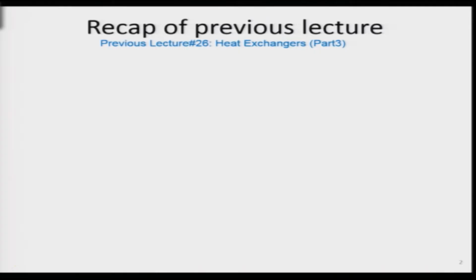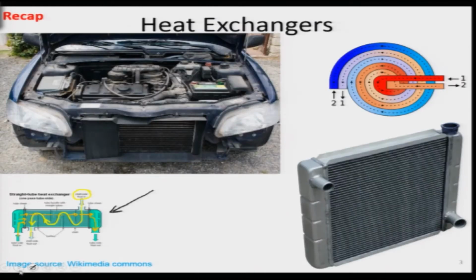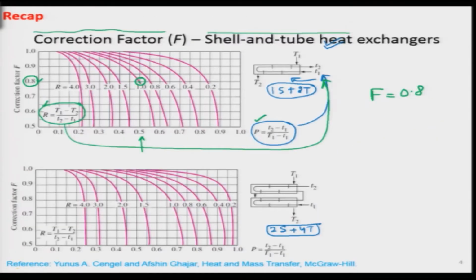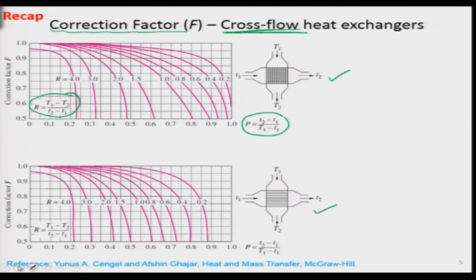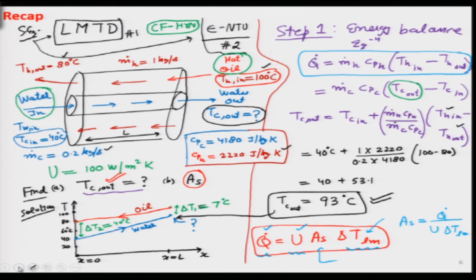So, today is lecture number 27. Let us look at what we did last time. These are some images of heat exchangers that are around us, and these are some correlations related to the correction factor. But what we did last time was we started off with a solved example where we wanted to understand the concept of LMTD, log mean temperature difference, and we looked at a very simple case.